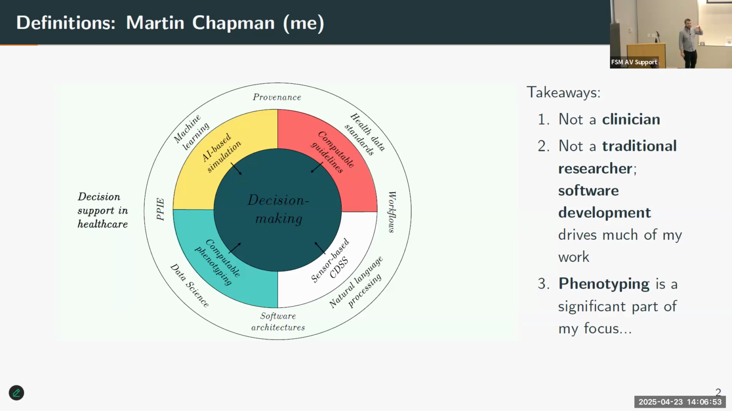There's a few takeaways from this. The first is that you can see there's a lot of computer sciencey stuff here. I'm not a clinician. I've been working in the health informatics space for about 10-ish years, so I've picked up the jargon, but I'll never be a clinician, so bear with me. Also, as Luke has very kindly said, I don't really consider myself a traditional researcher. Software engineering really guides my work, and it's lovely that communities have risen up both in the UK and the US to support this kind of work, the RSE communities, and that's really something that I consider myself a part of. And then finally, what else to take away from this? Well, as I've said, phenotyping is a significant part of the work that I do.